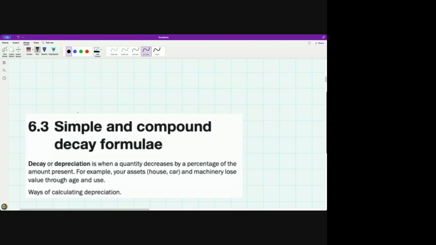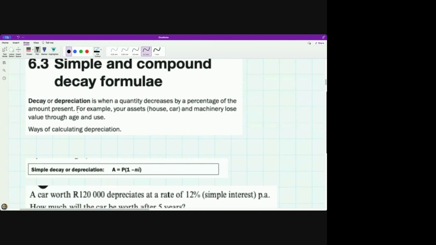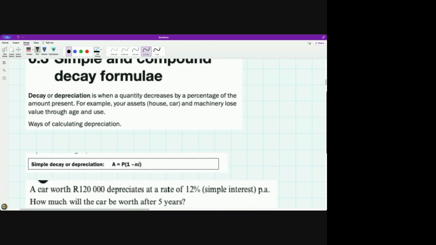So let's have a look at the definition. It says, decay or depreciation is when a quantity decreases by a percentage of the amount present. For example, your assets or machinery lose value through age and use.